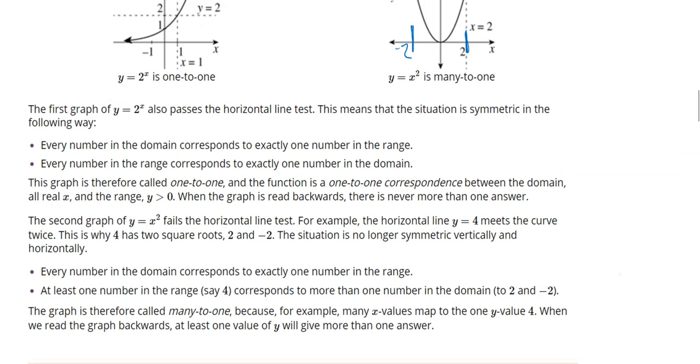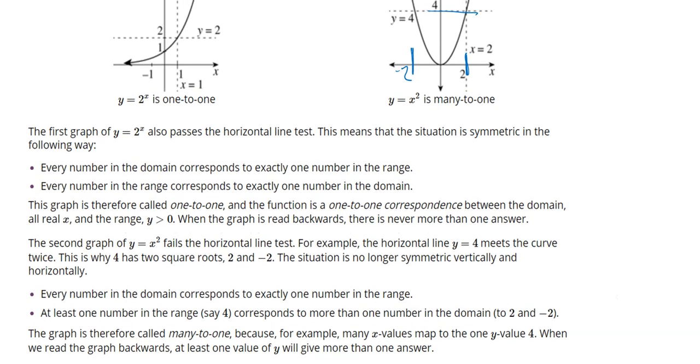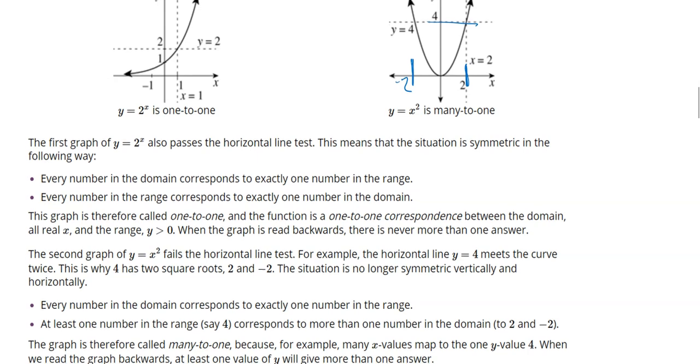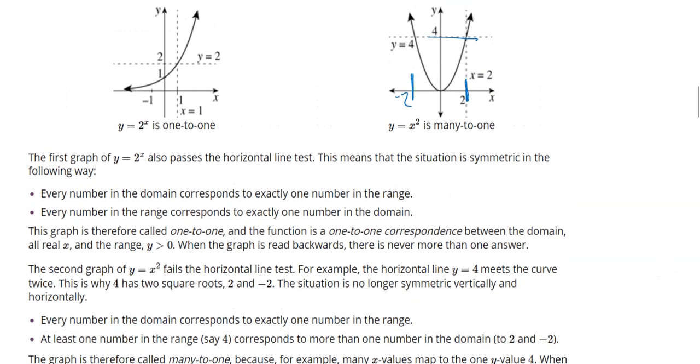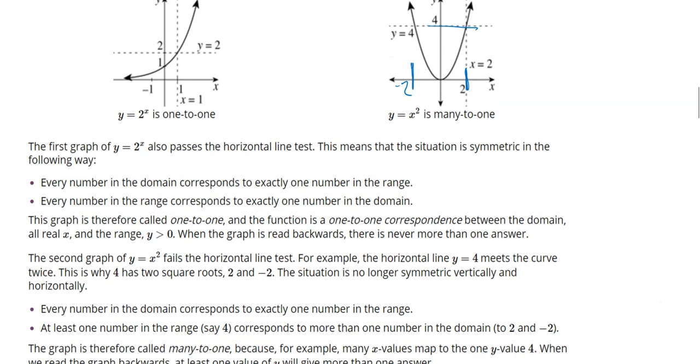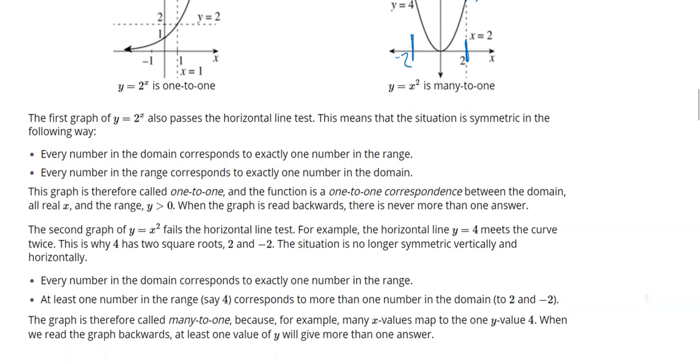Okay, so the second graph, y equals x squared, fails the horizontal line test because, as I mentioned before, when y equals 4, there are two possible x values, since the square root of 4 is 2 and negative 2. So it's not symmetric vertically, but it is horizontally, but anyway, that's fine. Every number in the domain corresponds to exactly one number in the range, but not every number in the range corresponds to exactly one number in the domain, as they've stated there.